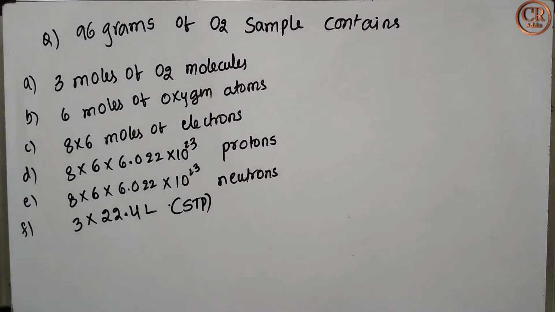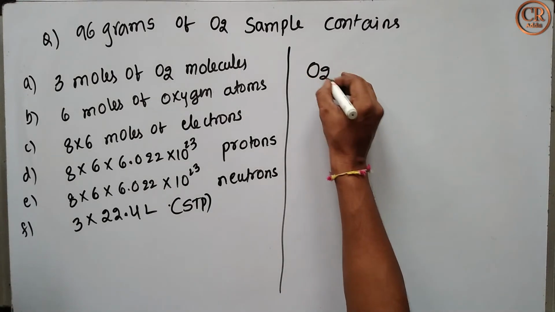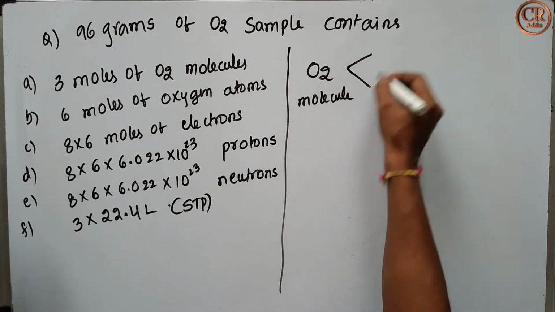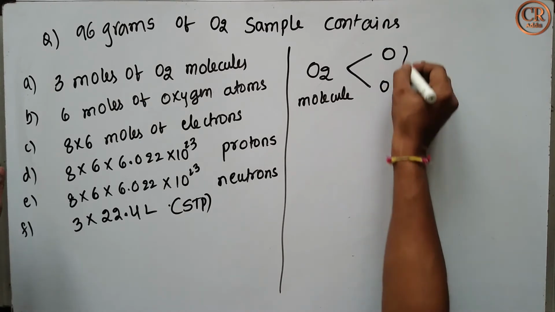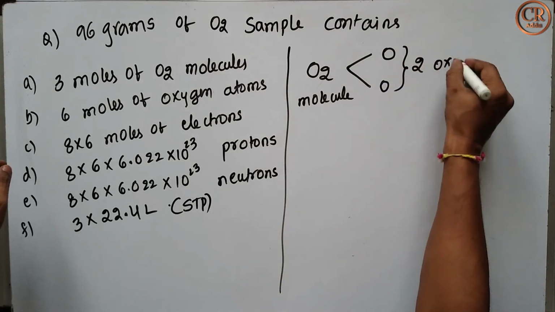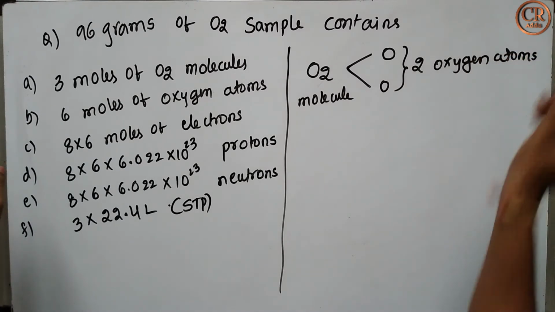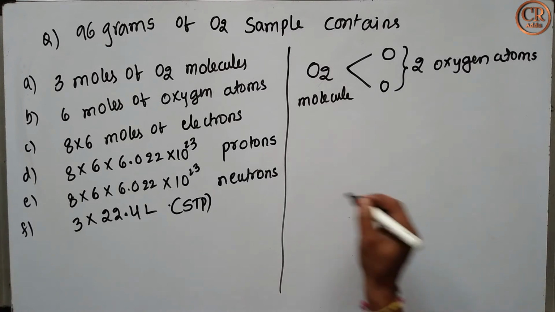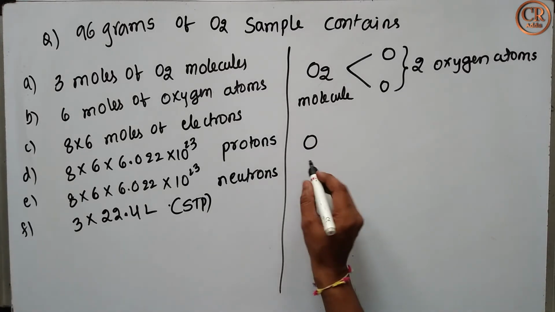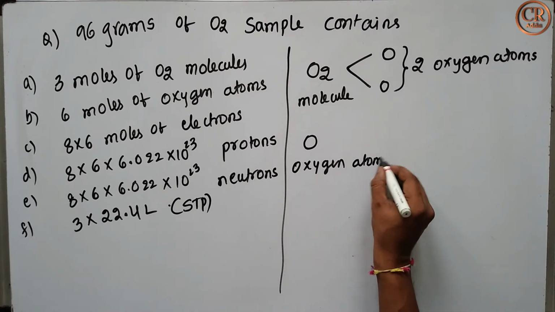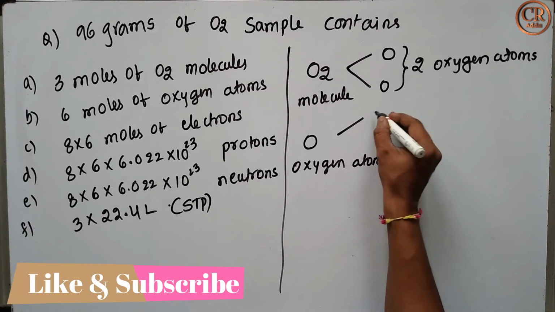Now these are the given options. We'll check how many options are correct. Say first one, I am taking an oxygen molecule. One oxygen molecule has 2 oxygen atoms. Now I am taking one oxygen atom. This is an oxygen atom.